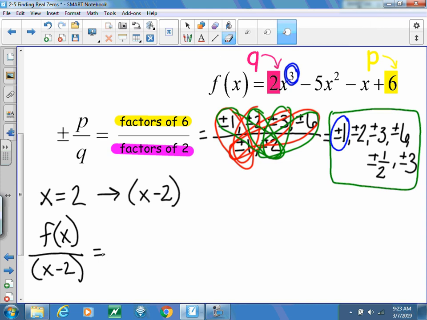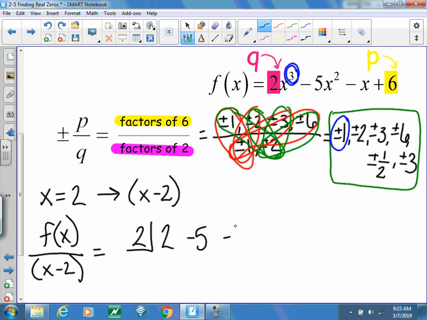So I'm going to do synthetic division. You can do long division, but as you can see, synthetic division goes a lot quicker. So I'm going to have to put a positive 2 in that little box. And then I have the 2, the negative 5, the negative 1, and the 6.